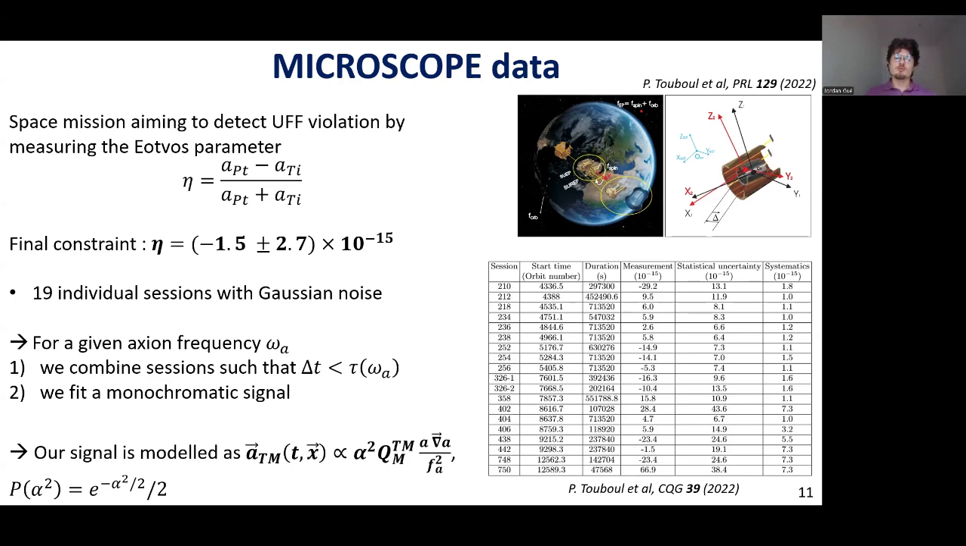And so basically, to analyze this data, what we did is that for a given axion frequency omega A, we combine the sessions such that the full time covered by the group of sessions is smaller than the coherence time, which means that effectively we are in the monochromatic regime, and we fit a monochromatic signal to this set of data. And again, our signal is modeled as this expression with the stochastic parameter alpha squared.